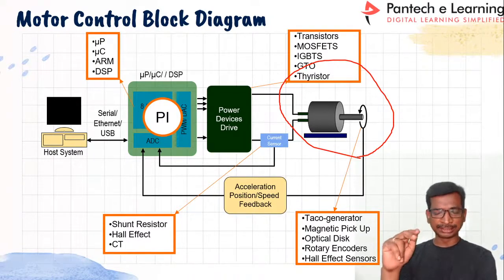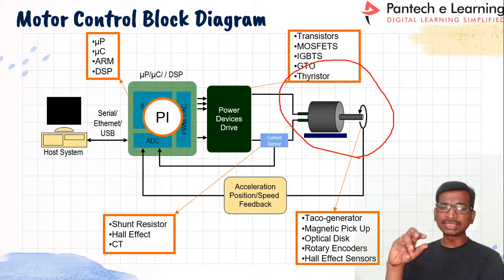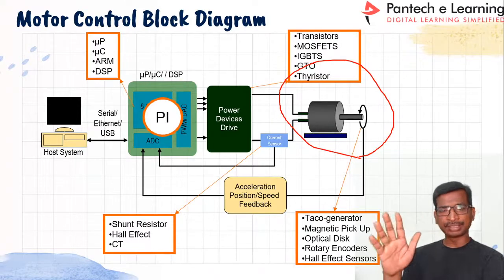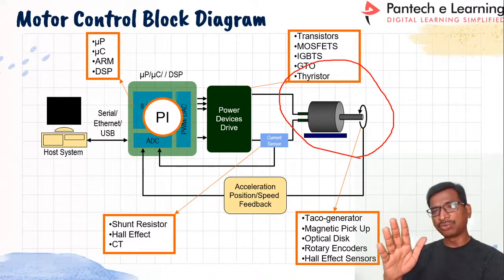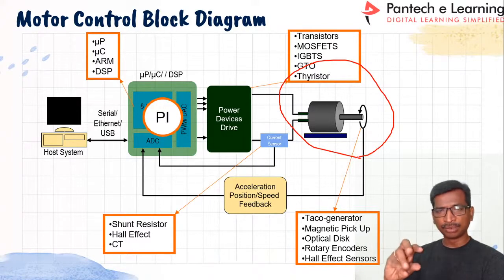These are all the methods which we are going to use to measure the current. Similarly for voltage, for AC voltage we will use a potential transformer to measure the AC voltage. Whereas if it is a DC voltage, then we have to develop a separate circuit.